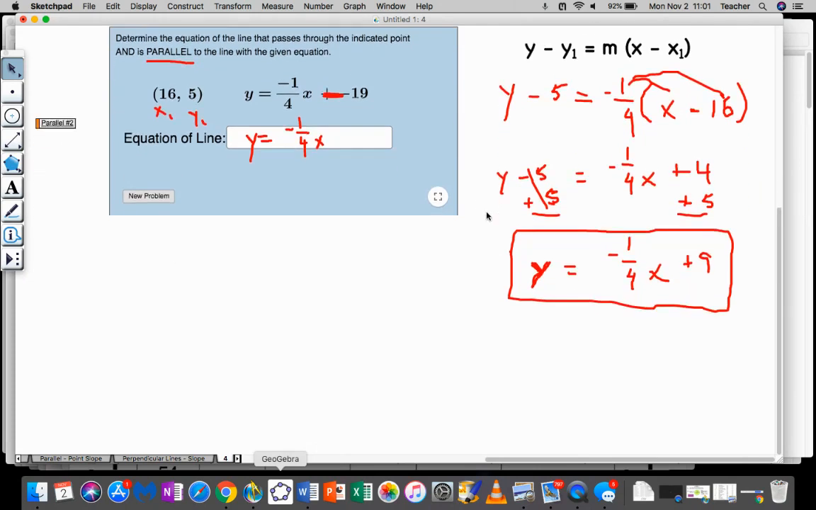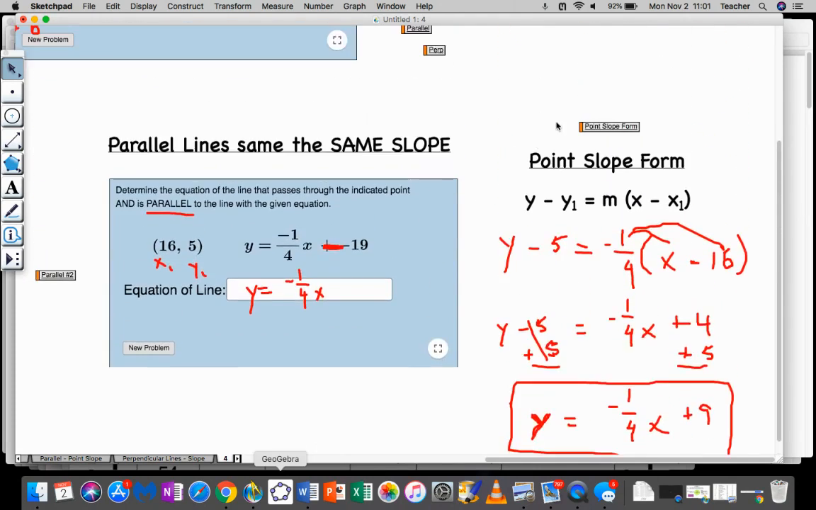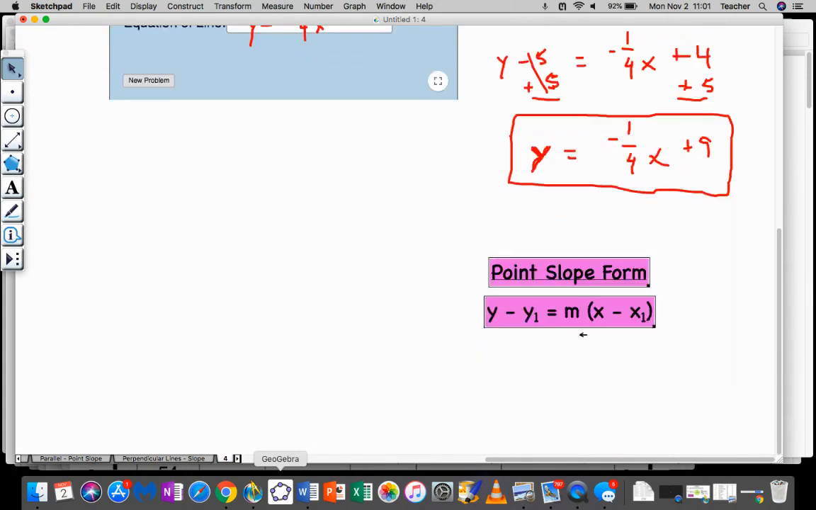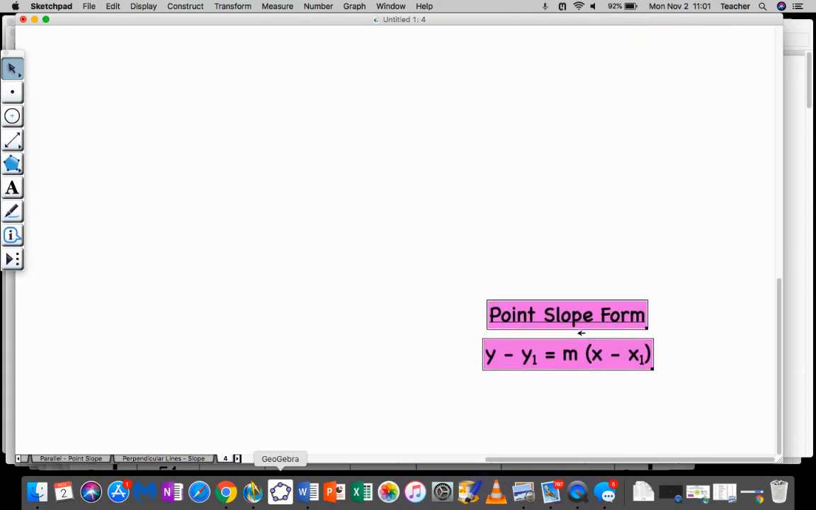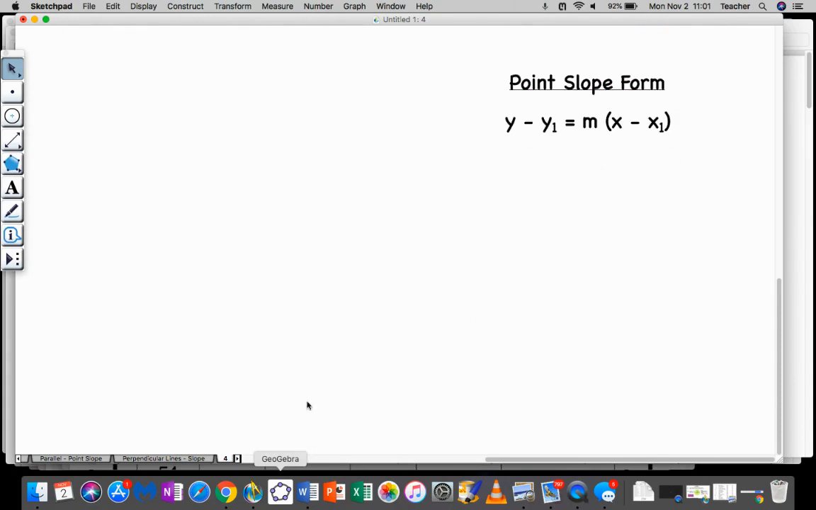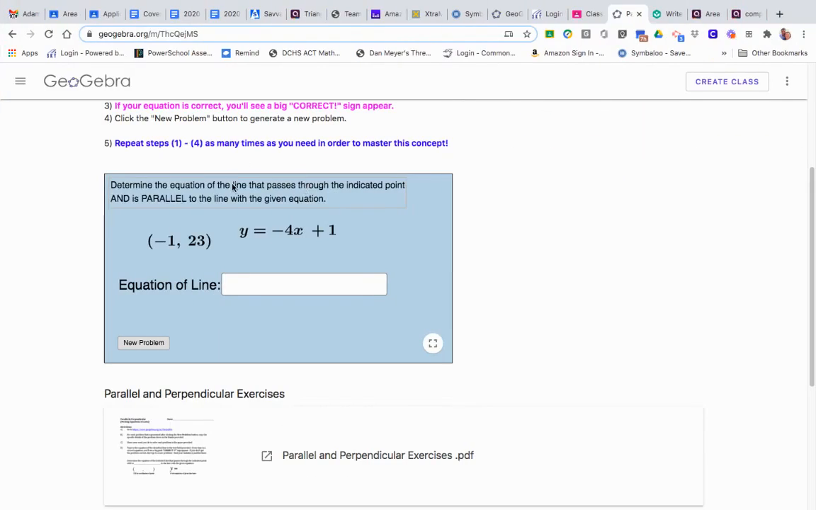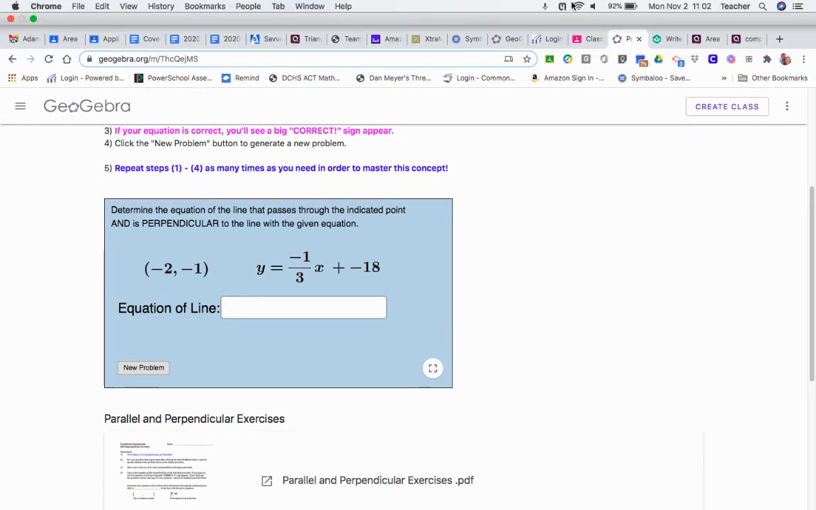All right, the next one. Still using point slope. All right, and we'll do one, let's go back to the website here. That one says parallel. All right, this one says perpendicular. Let me find one that is a little better. All right, this is a perpendicular one. So I'm going to copy and paste this, and I'm going to work this one for you.